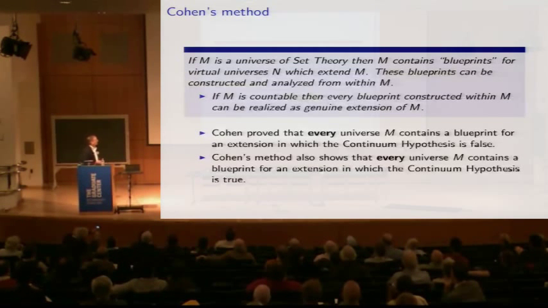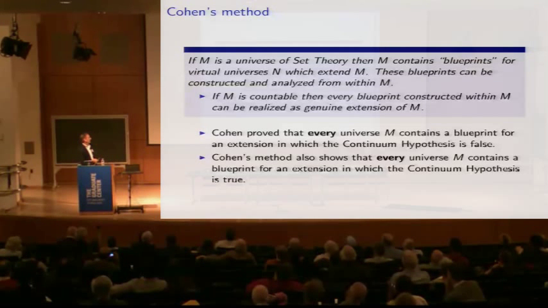Cohen proved that every universe M contains a blueprint for an extension in which the continuum hypothesis is false. So if you can build a structure in which all the axioms of set theory hold, you can build one in which all the axioms hold and the continuum hypothesis is false. In fact, Cohen's method also shows that every universe contains a blueprint for an extension in which the continuum hypothesis is true. Obviously, that's not how Cohen did it, but Gödel showed the relative consistency of the continuum hypothesis, but Cohen's method can be used to do that as well. So we have a serious problem.